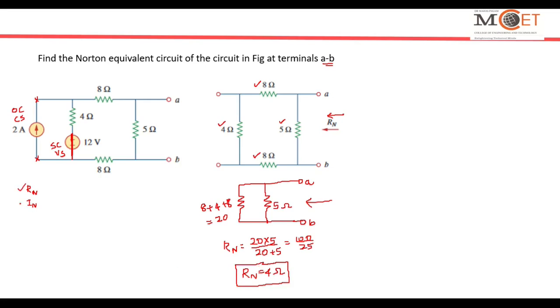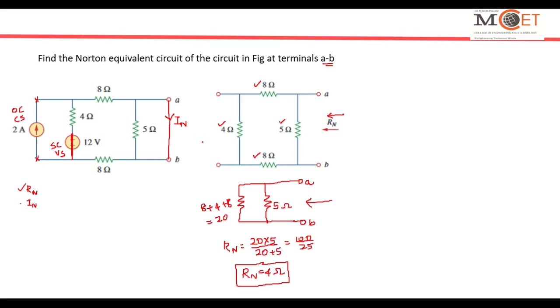In the second step, I want to calculate the Norton's current. To calculate Norton's current, I have to short this terminal. Once I short it, I want to calculate the current flowing through this shorted terminal, and that current is what I call Norton's current. I have to keep all my sources as they are. I should not disturb my sources. They have to be taken into account while calculating the Norton's current.